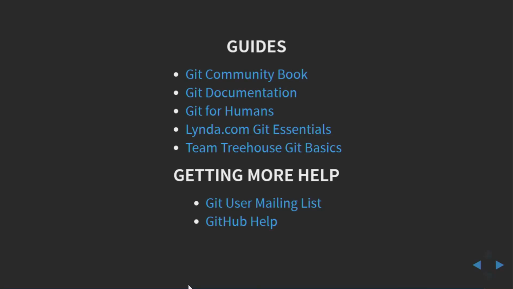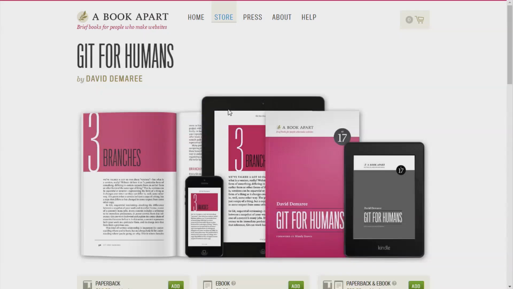And Git for Humans is a really good book that takes the convolution out of it and puts it in frank, easy to understand terms. So something you might want to look into.